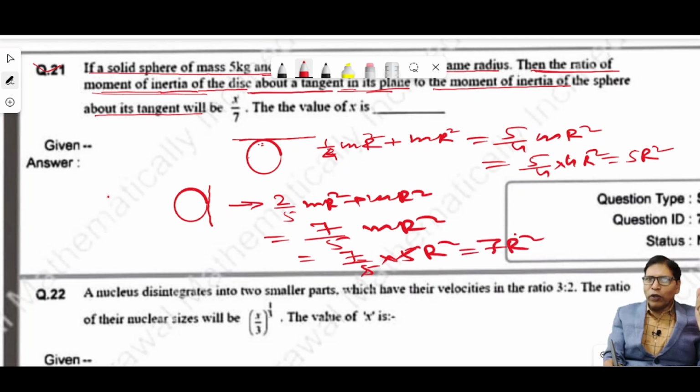Now the ratio becomes 5 r square divided by 7 r square. So r square cancels out. So here this is x by 7, therefore x equals 5.